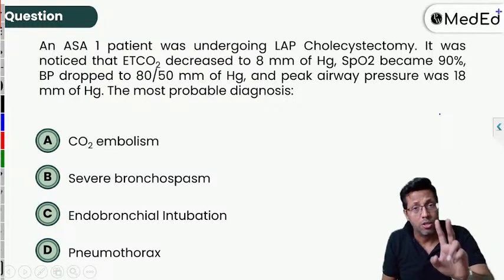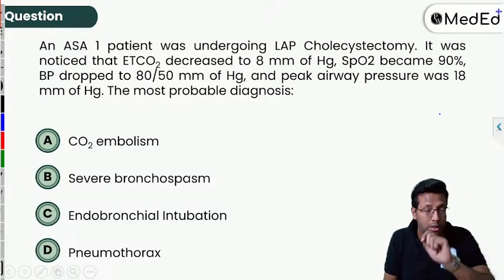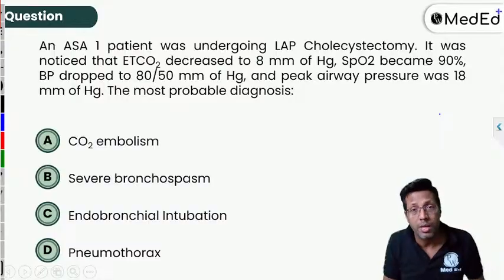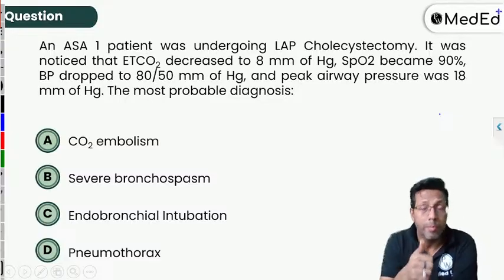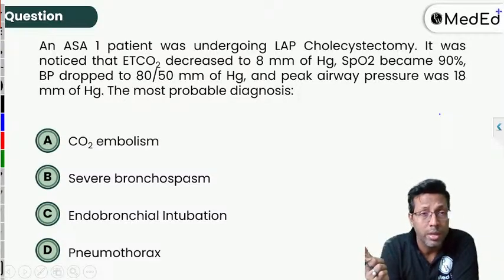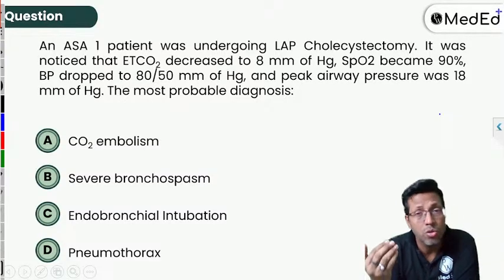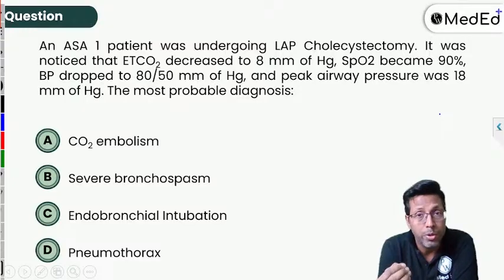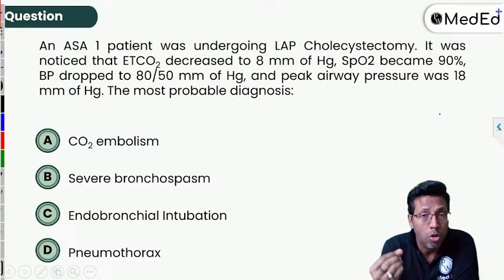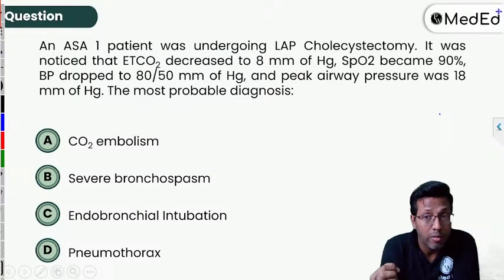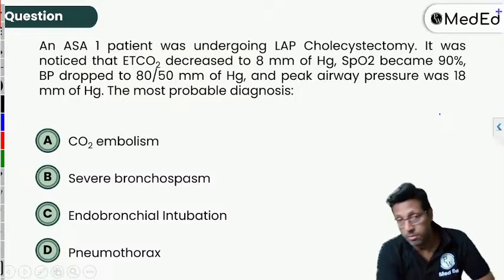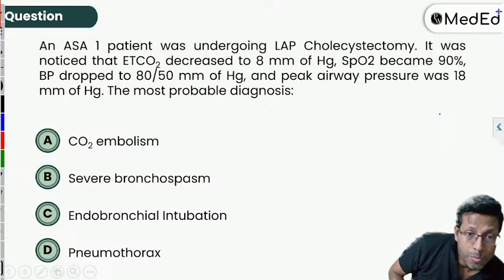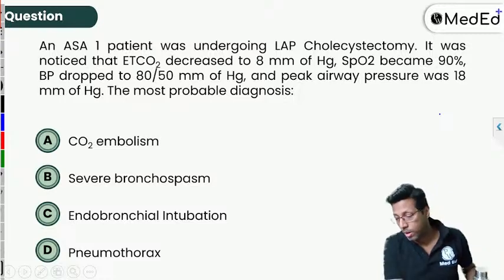This question has been asked twice or thrice, in different ways, but the same question has been asked. It's an important question. It was asked in INI-CET also and in NEET PG also. Right? An ASA 1 patient undergoing lap cholecystectomy. It was noticed that the EtCO2 decreased to 8, SpO2 became 90, BP dropped to 80/50, and the peak airway pressure was 18. The most probable diagnosis is: embolism, bronchospasm, endobronchial intubation, or pneumothorax.